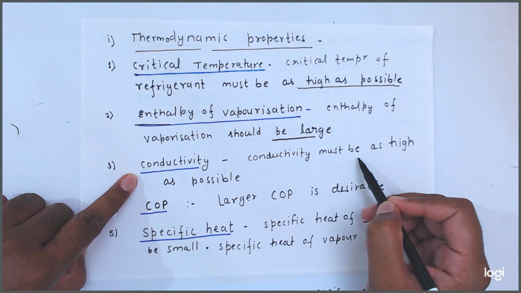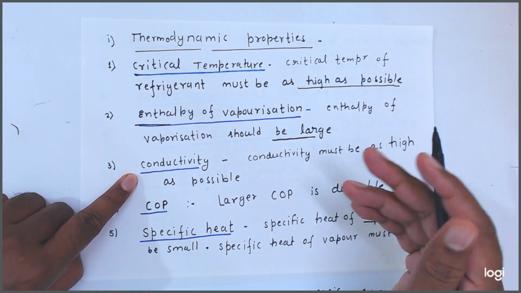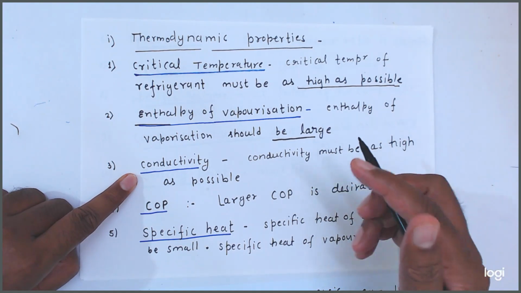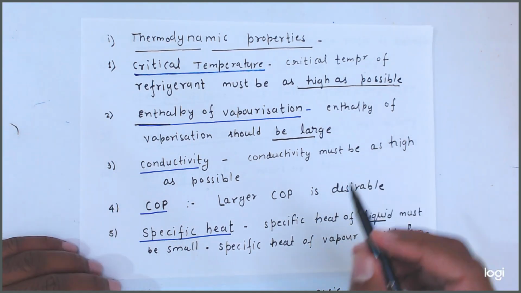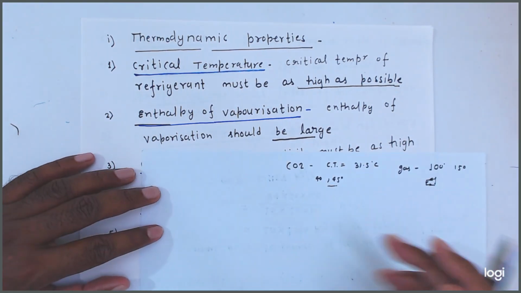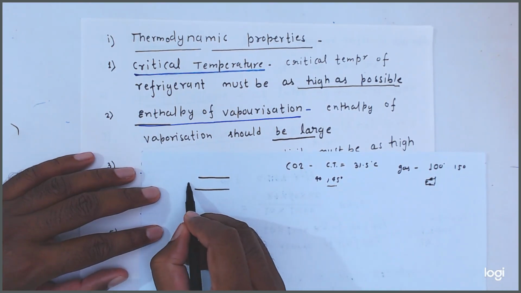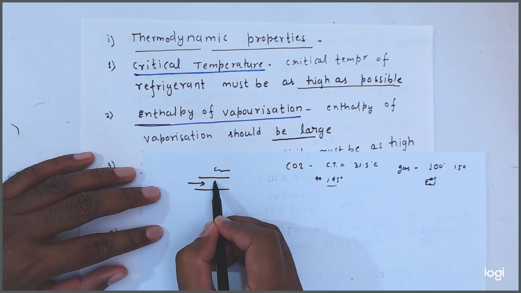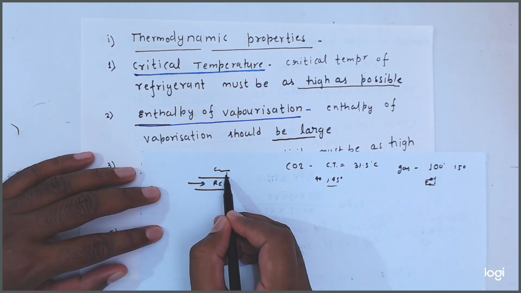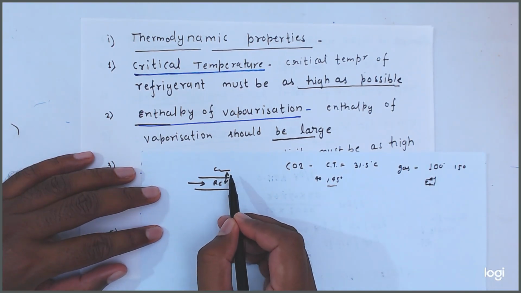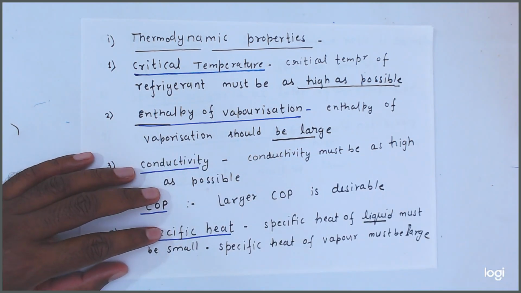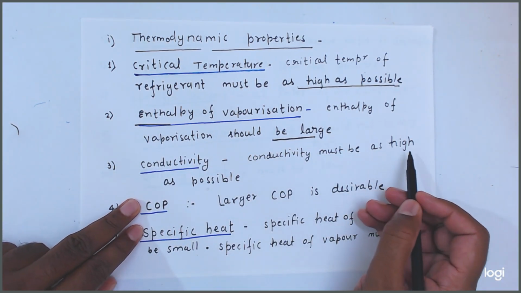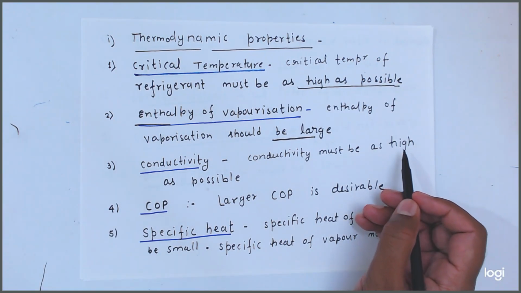Conductivity should be as high as possible, because of this the heat transfer will be more and more. Suppose here heat transfer is taking place, this is the pipe, above it some fluid is there, and here the refrigerant is there. It will transfer heat more and more. So the thermal conductivity of the refrigerant should be as high as possible.